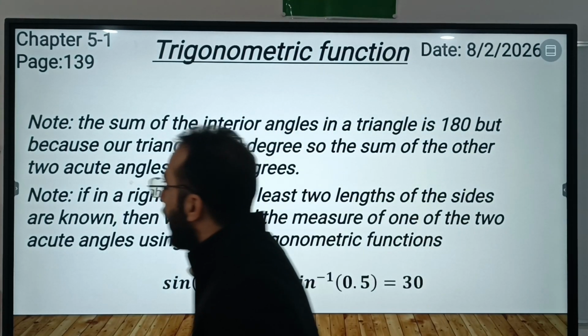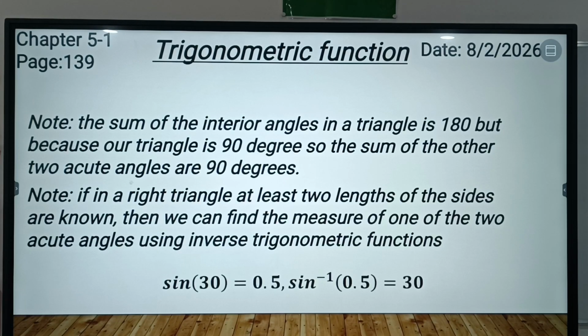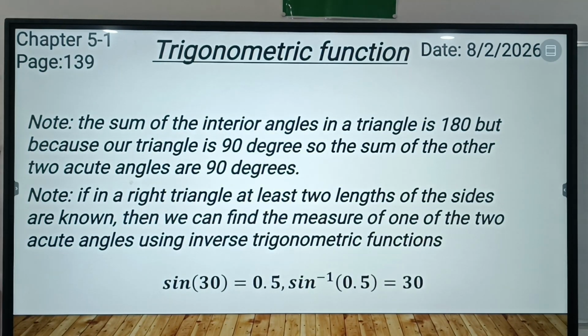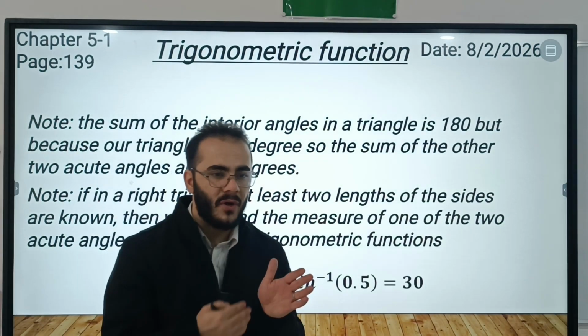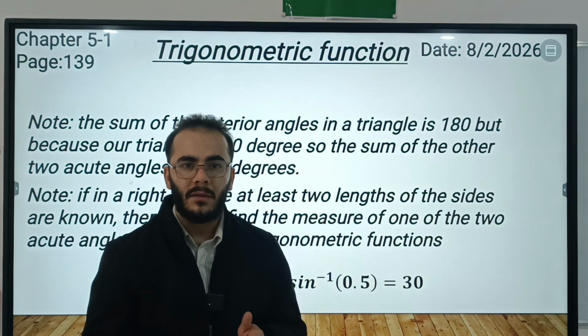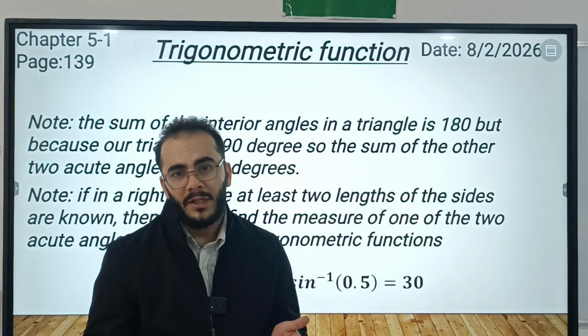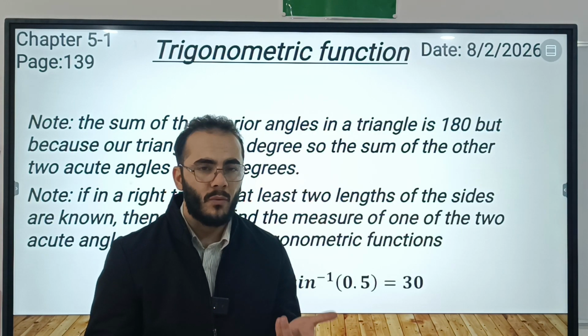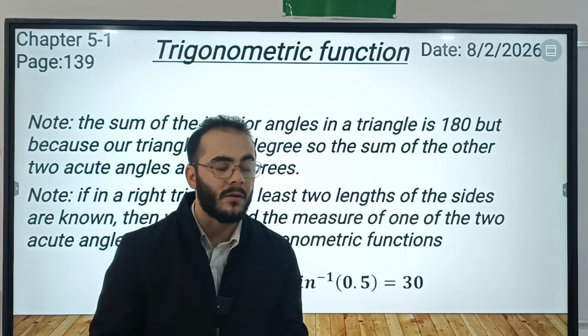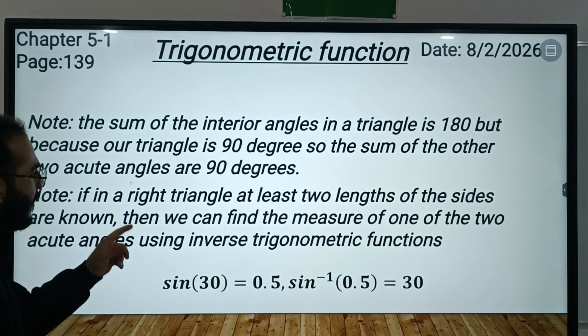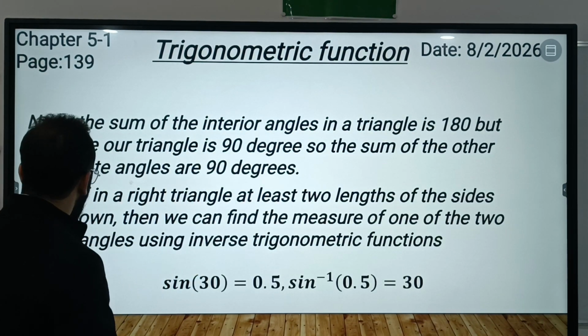Now, there is a note. It says that the sum of the interior angles in a triangle is 180. But because our triangle is 90 degrees, the sum of the other 2 acute angles is 90 degrees. So in a right triangle, one angle is 90, and we know that the sum of the interior angles in a triangle is 180. So how much will remain? 90 degrees, for the remaining 2 acute angles. Perfect. If in a right triangle, at least 2 lengths of the sides are known.